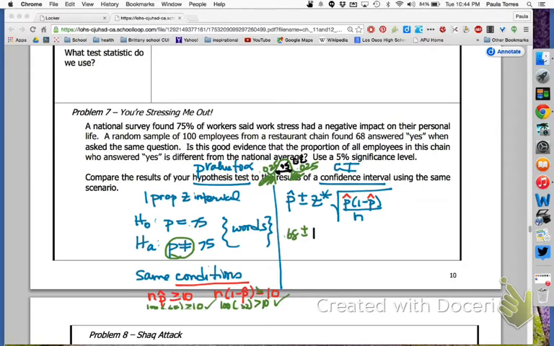So when I go look up z star for 95%, I get 1.96, and then I'll have 0.68 and 0.32 inside the square root with my 100, and my values are 0.589 and 0.771.